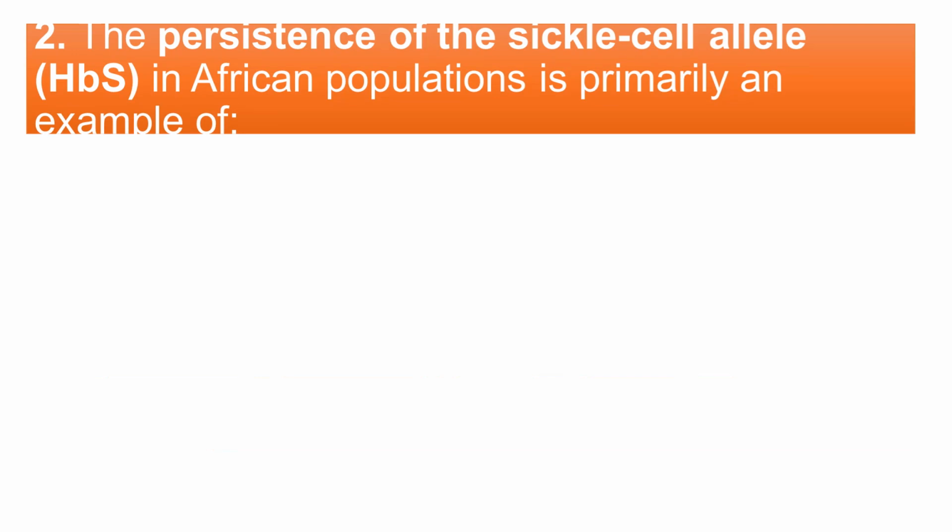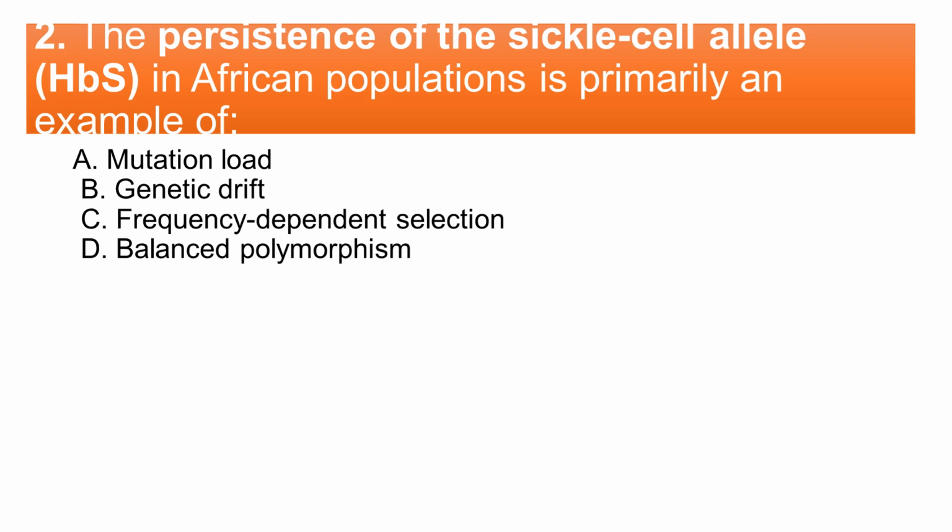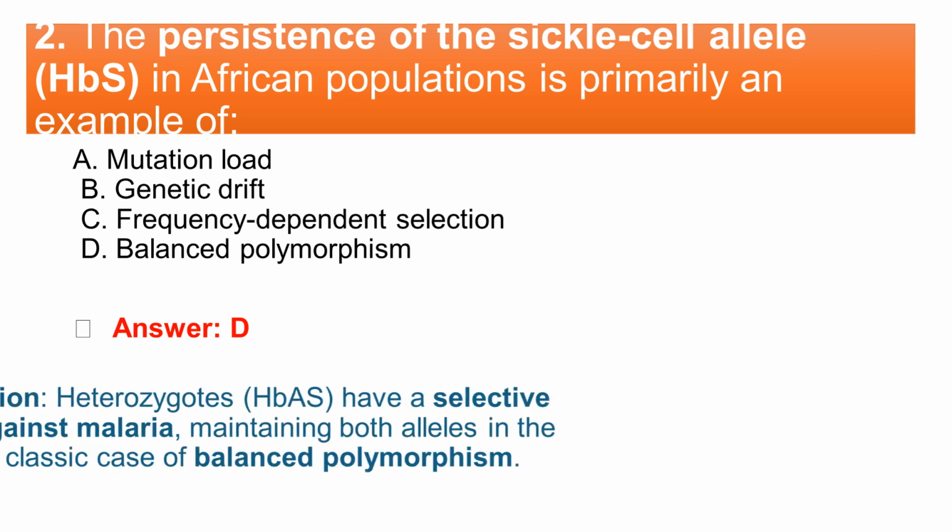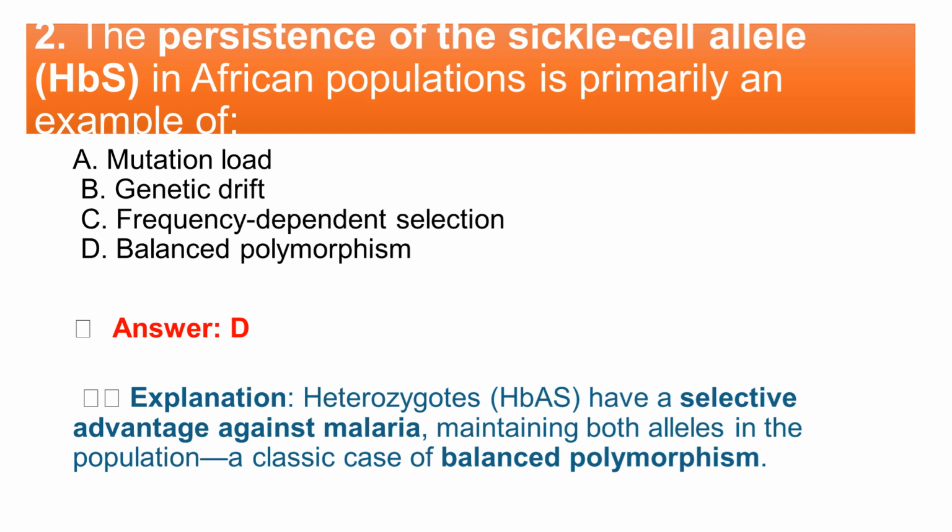2. The persistence of the sickle cell allele, HbS, in African populations is primarily an example of A. Mutation load. B. Genetic drift. C. Frequency-dependent selection. D. Balanced polymorphism. Answer: D. Explanation: heterozygotes, HbAS, have a selective advantage against malaria, maintaining both alleles in the population. A classic case of balanced polymorphism.